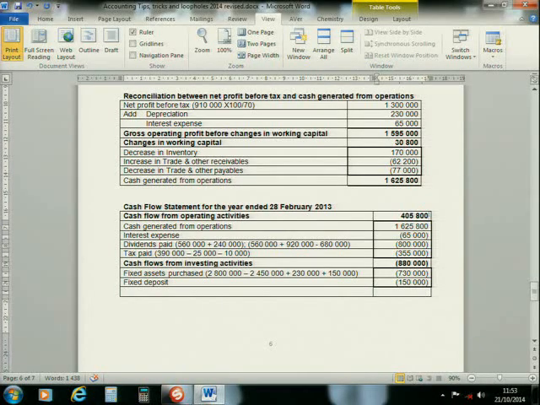I'm sure you agree with me. This is manageable. You can do it. Don't shy away from doing the cash flow statement. You'll always get it in the question paper, and this is the way to go.